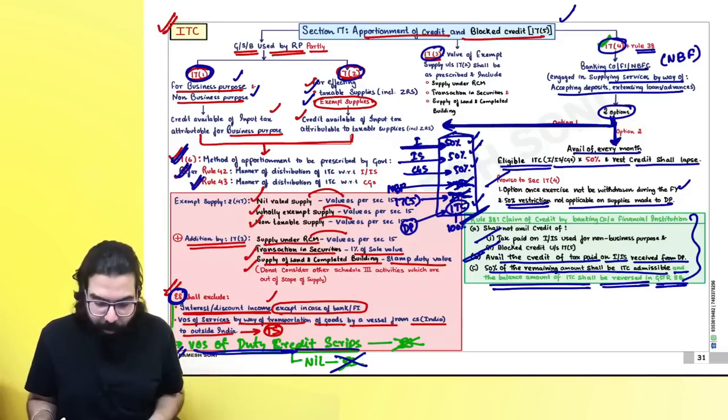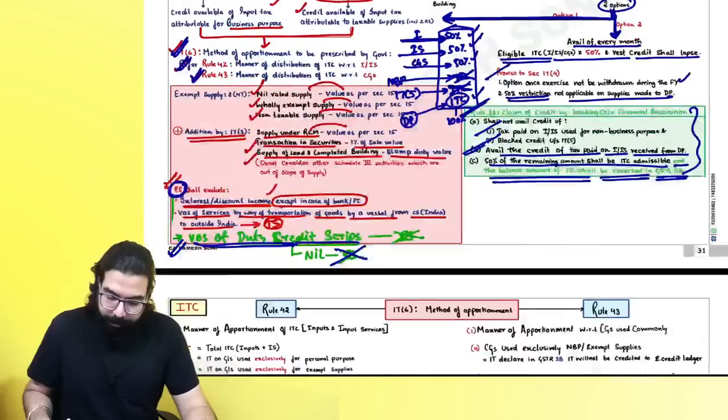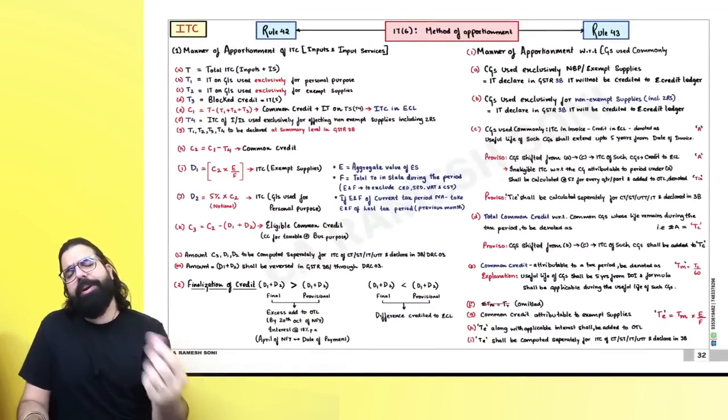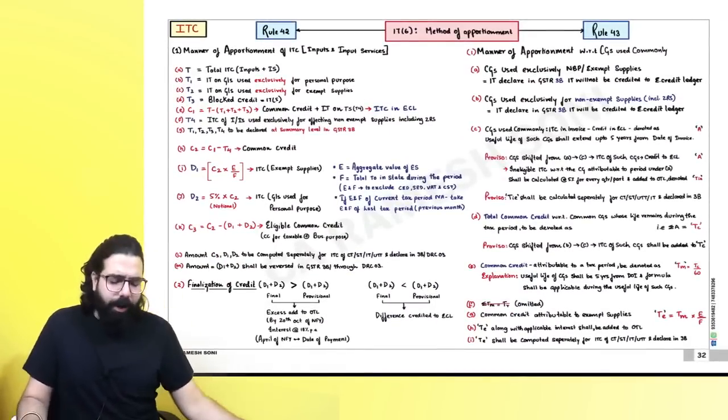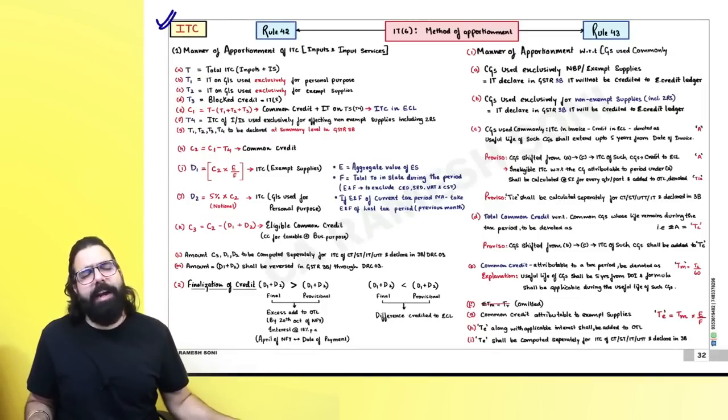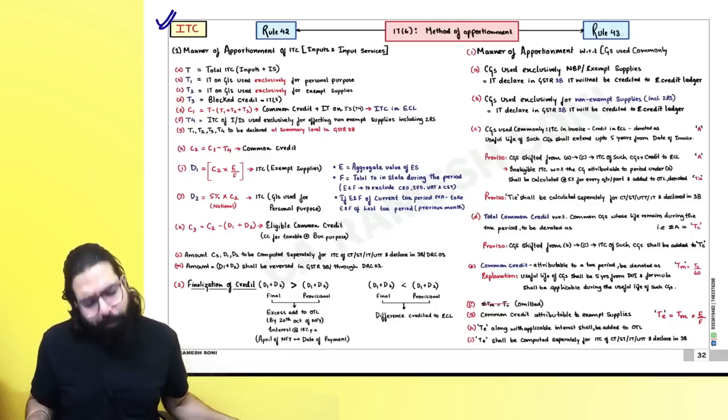Let's go ahead. Everyone over here now. Please come to rule number 42 and rule number 43. Input tax credit, we are in section number 17. We are now going to learn about the apportionment.